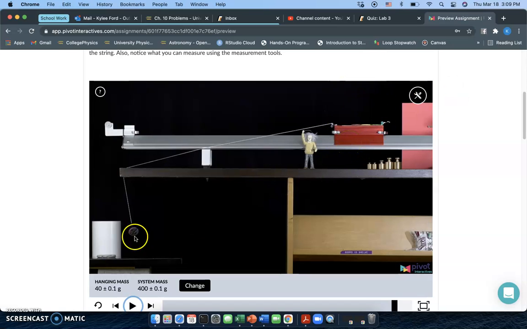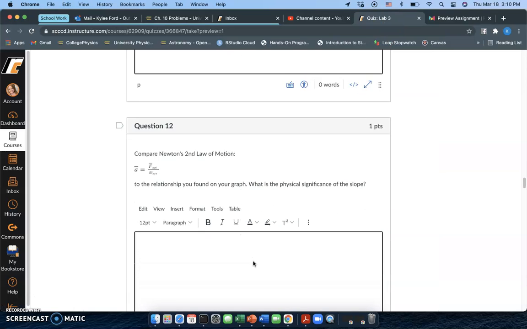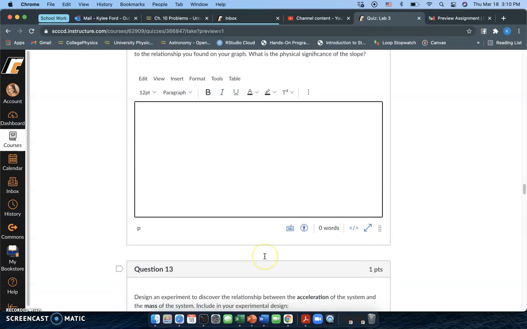The force that's being applied is caused by this mass, right? So this is going to be a gravitational force. You want to connect those in an equation. You can use a free body diagram to write down an equation for this. Then you want to compare what you found in your graph to Newton's second law of motion, where F equals ma. From that, you can say what the physical significance of the slope is.